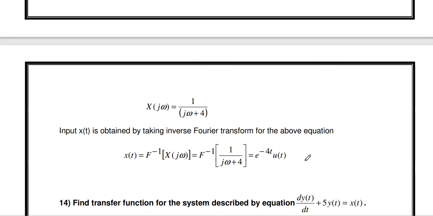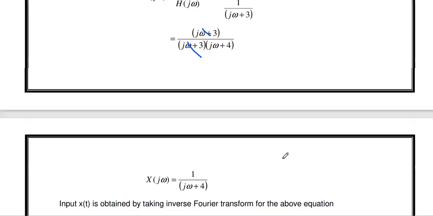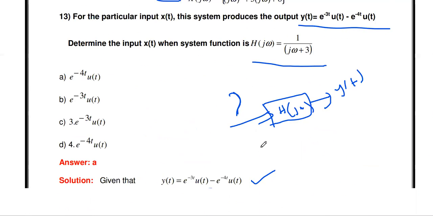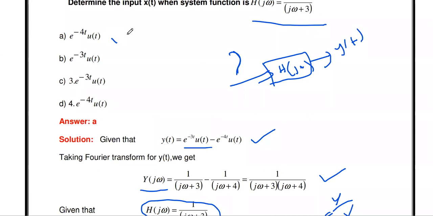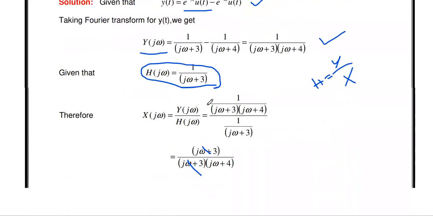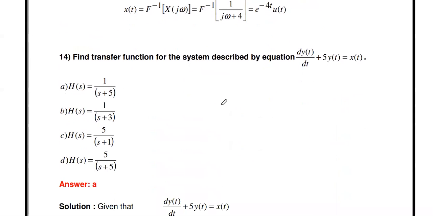So e power minus 4t u of t is the answer. Okay, so you see the answer is e power minus 4t u of t. So the answer A is the answer. Okay, so this is one type of problem.